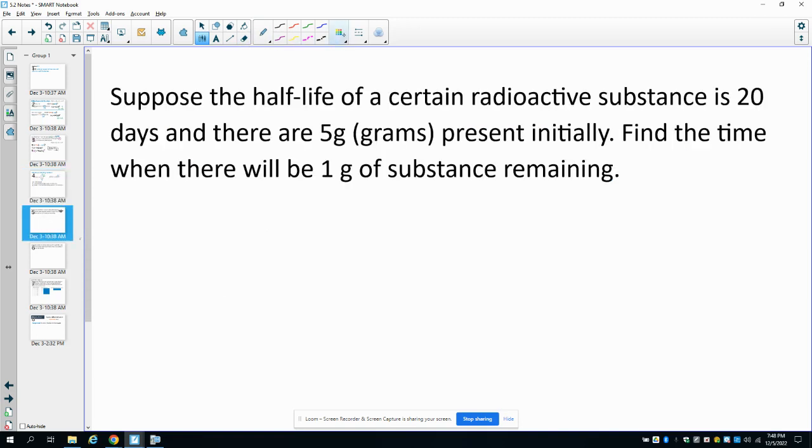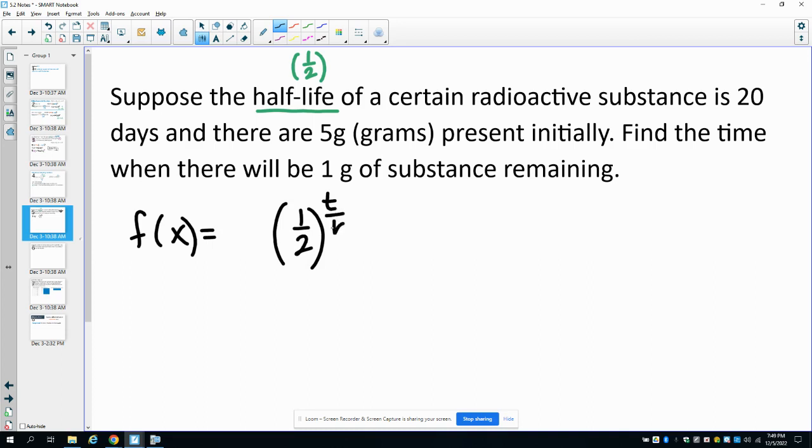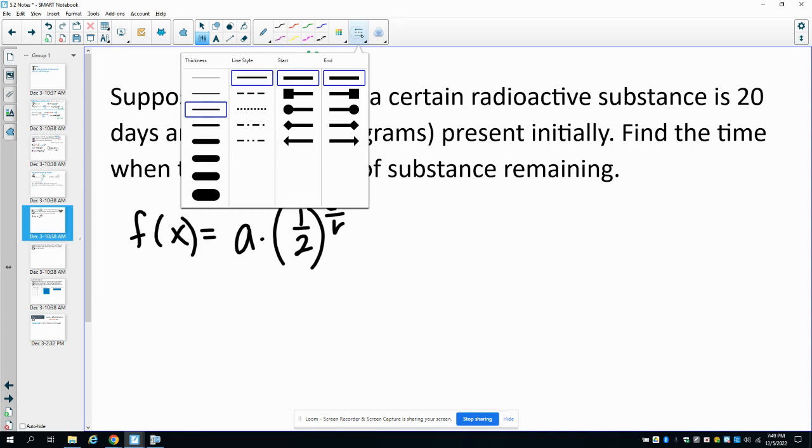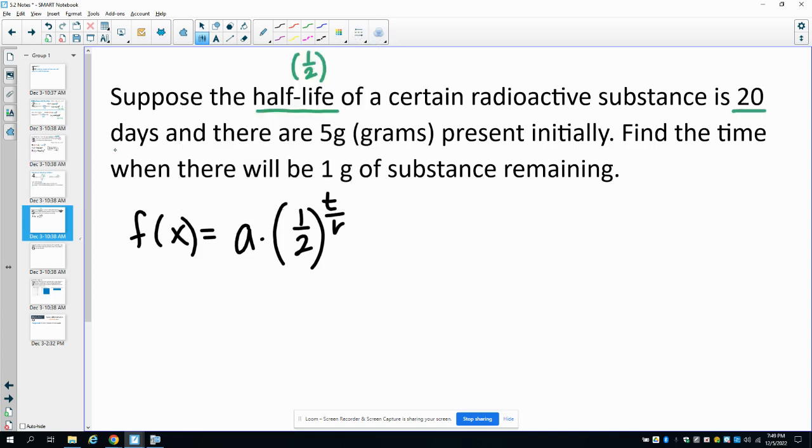So suppose the half-life is giving us that our growth factor is 1/2. That base value is going to be 1/2, and that tells us what function to use. So f of x equals your initial amount times 1/2 to the t divided by r, so your initial amount times 1/2 to the t over r. In this case, they tell us that the half-life of the substance is 20 days, so that's our r.